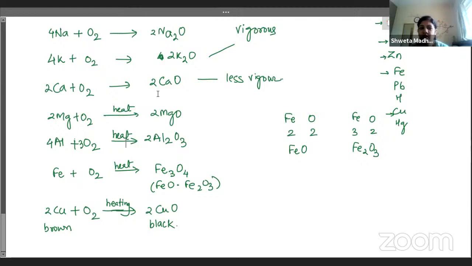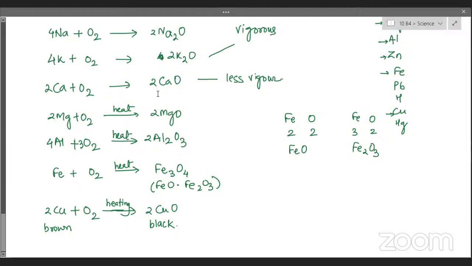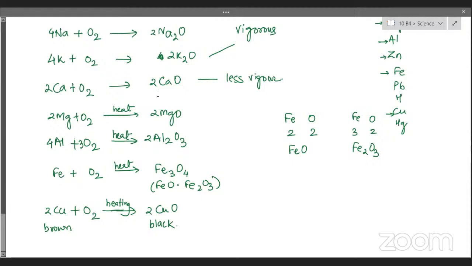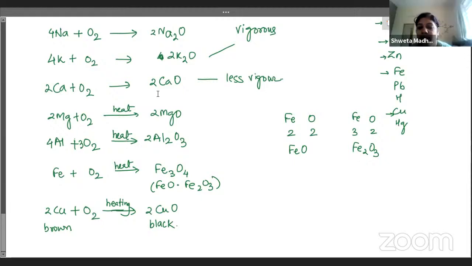Clear? Now you know the property: all metal oxides are basic in nature, but a few of them are amphoteric. Which of them? Aluminium, lead, and zinc. Aluminium, zinc, lead, tin. So oxides of these are amphoteric in nature.